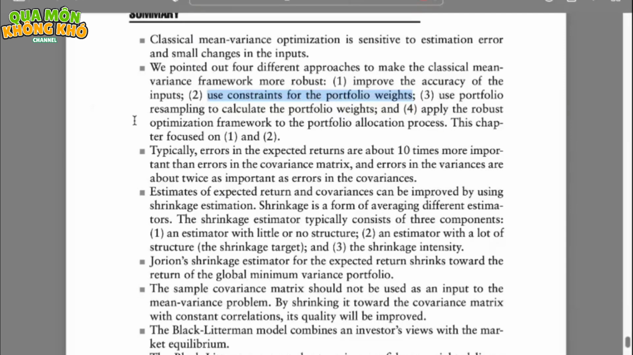Third, use portfolio resampling to calculate the portfolio weights. Yes, sometimes you don't need to use the historical data. You have some techniques for resampling the data, like Monte Carlo simulation. That's one technique you can use to simulate some new data for your portfolio optimization. And fourth, apply the robust optimization framework to the portfolio allocation process.